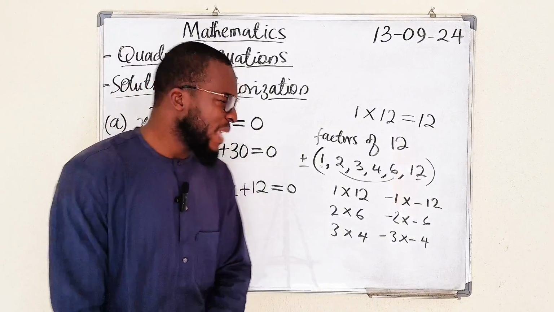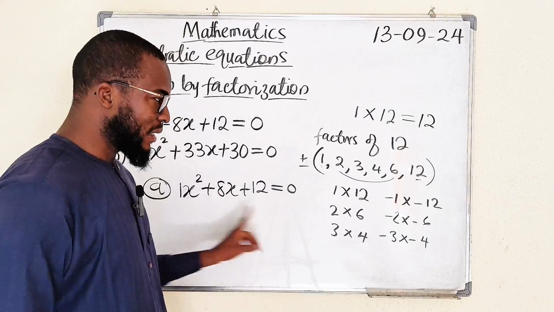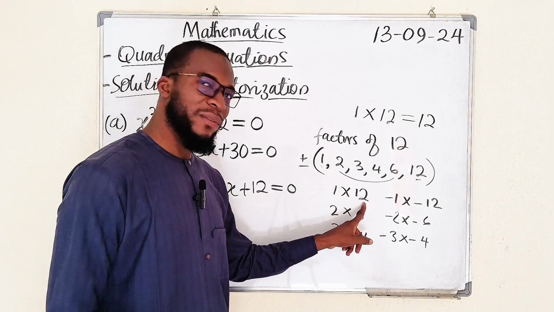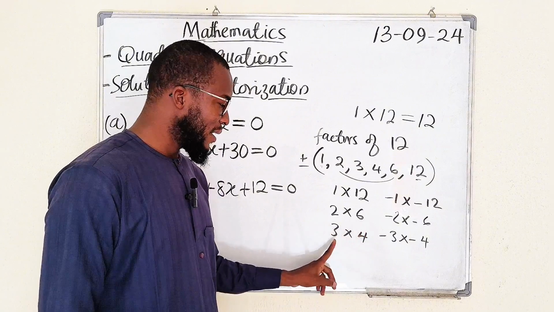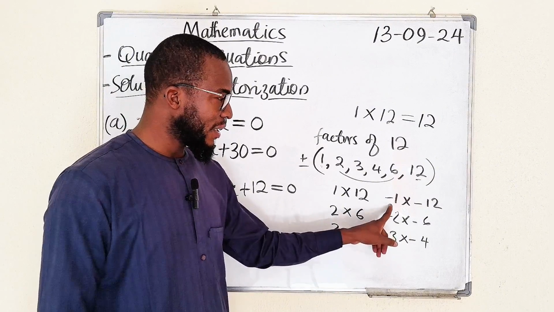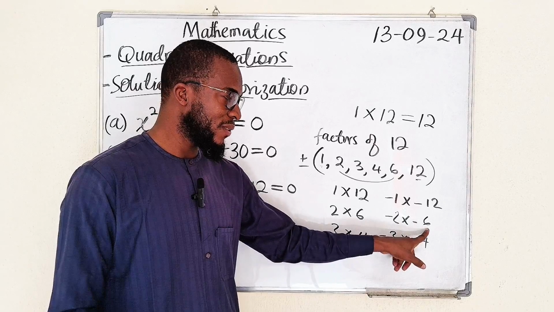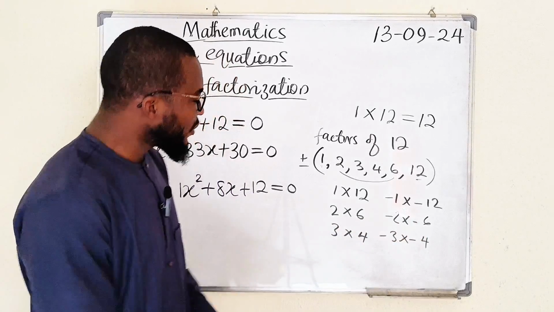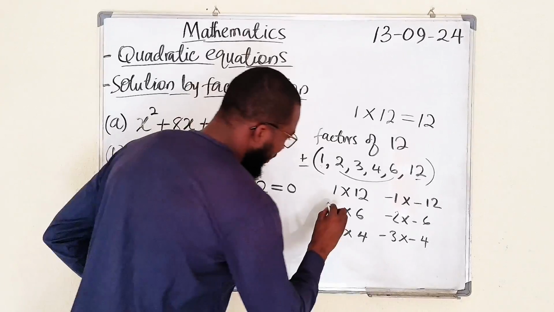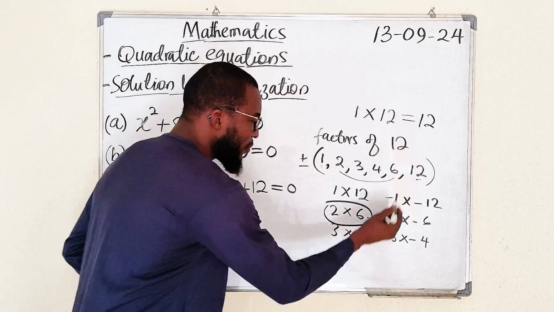But we need that pair that adds up to 8. So let's see. 1 plus 12 is 13, not 8. 2 plus 6 is 8. 3 plus 4 is 7. Negative 1, negative 12 is negative 13. Negative 2, negative 6 is negative 8. Negative 3, negative 4 is negative 7. So this is the only pair that gives 8. So this is what we need.